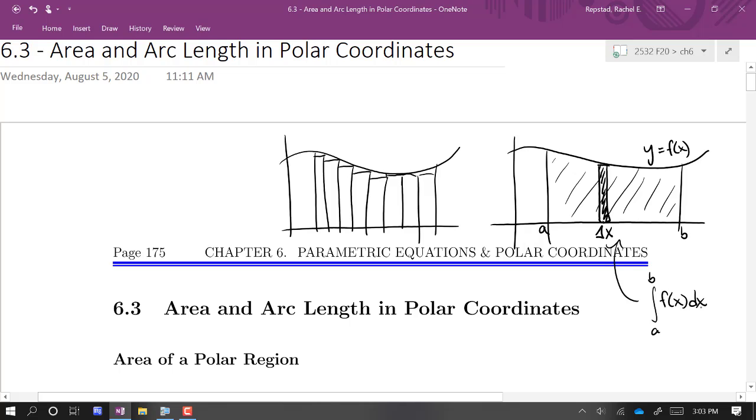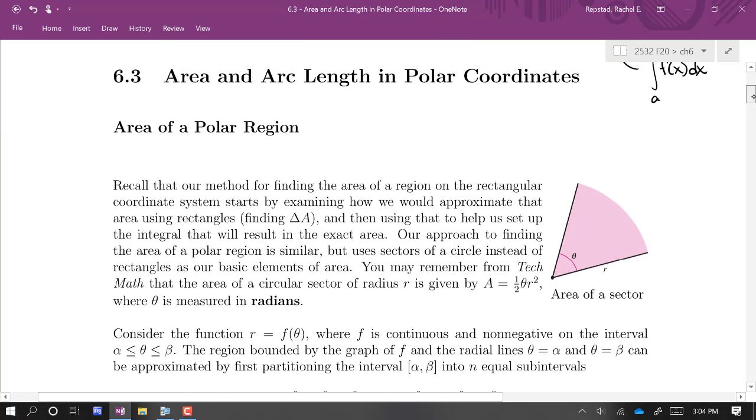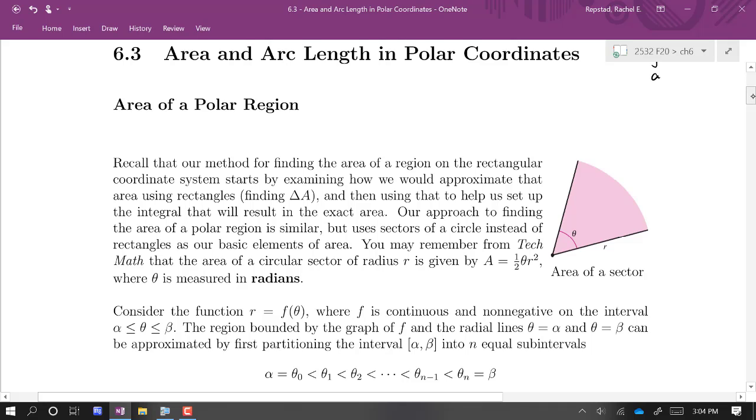So the definite integral is our magic adding machine, and when we were finding the area under a curve with rectangular coordinates, it was just rectangles that we used. In this section, our approach is pretty similar, only we're not using rectangles this time. What we're going to do is cut up our region into a bunch of sectors.